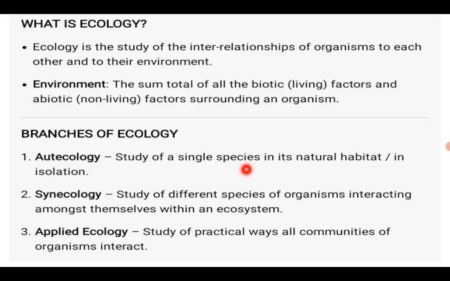Remember that species are organisms of similar features, similar appearances. So if your interest is on just a single species or one type of organism, then you are doing a type of ecology called Autecology.